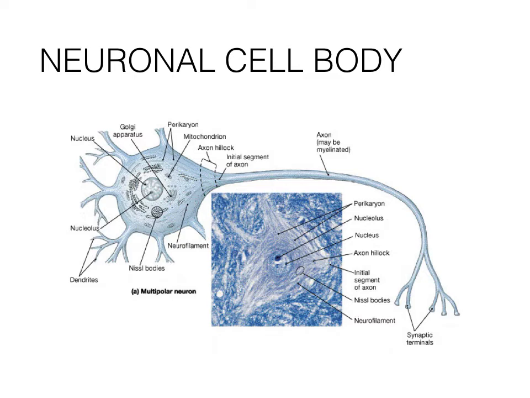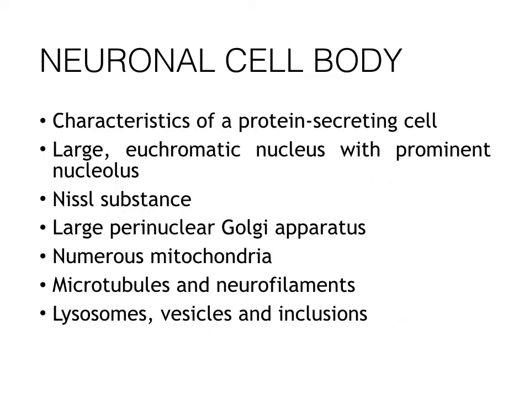And apart from the nucleus and nucleolus, you can see so many other cell organelles present in the cell body. That includes the Golgi apparatus, lysosomes, and Nissl substances or Nissl bodies. All those can be seen along with the mitochondria. The neuronal cell body, as I told you, shows the characteristic features of a protein secreting cell because it has to synthesize the neurotransmitters. There will be a large euchromatic nucleus with a prominent nucleolus, and Nissl substance or Nissl bodies, Golgi apparatus, numerous mitochondria, and cytoskeletal structures like microtubules, neurofilaments, lysosomes, vesicles, and inclusions, all will be there within the neuronal cell body.